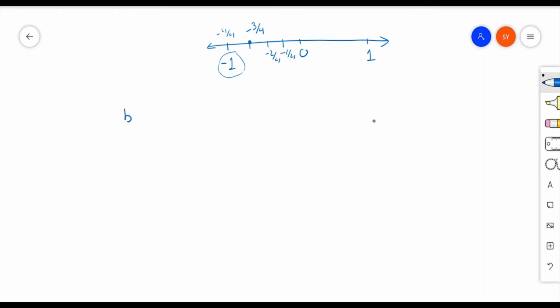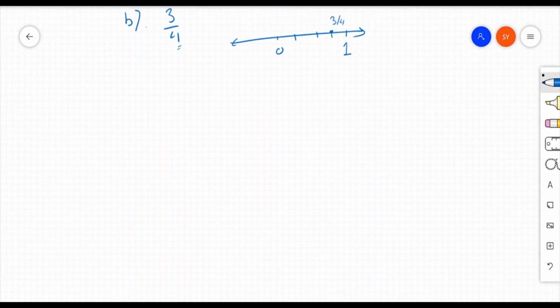Okay, B. This is easy. It is 3 by 4. Since it is 3 by 4, it's a positive number, so it will lie between 0 and 1. Again, we have to divide, since there is 4, so we'll divide it into 4 parts: 1, 2, 3, and 4. So 1 part, 2 part, this is the third part. So this point will be 3 by 4.